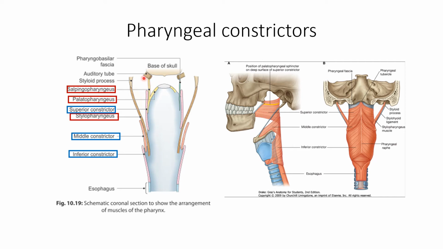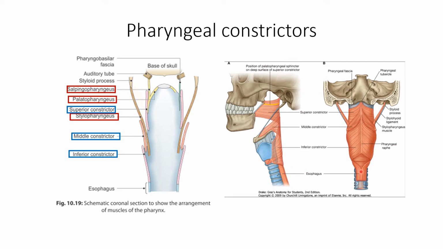salpingopharyngeus muscle, which is extending from the auditory tube, and the palatopharyngeus muscle from the soft palate you are seeing. Then you are seeing the stylopharyngeus muscle from the styloid process, extending between the superior and middle constrictors. In this picture, you can see the superior constrictor, the middle constrictor and the inferior constrictor in the lateral view.